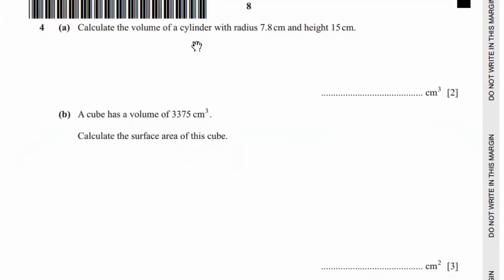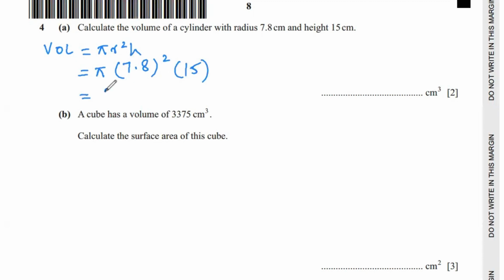Question 4 says calculate the volume of a cylinder with radius 7.8 centimeters and height 15 centimeters. So that's pi r square h. Pi times 7.8 square times 15. And that gives us 2,867.02 centimeter cube.